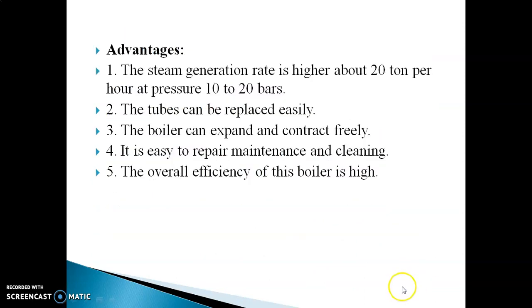These are the advantages of the Babcock and Wilcox boiler. Steam generation rate is higher, about 20 tons per hour at a pressure of 10 to 20 bars. The tubes can be replaced easily. The boiler expands and contracts freely. Repair, maintenance and cleaning are easy. The overall efficiency of the boiler is high.